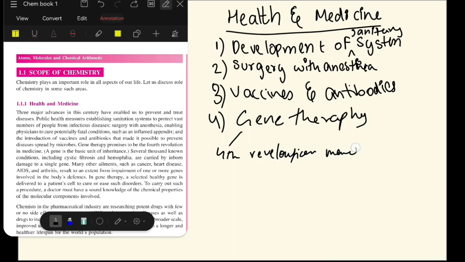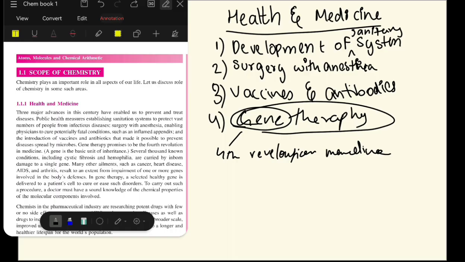Did you know that many of the diseases that occur, or many conditions on the earth, occur due to damaged genes? Okay, due to damaged genes. For example, we have cystic fibrosis, hemophilia, cancer, heart diseases, arthritis, AIDS, etc. They're all from damaged genes. So, gene therapy. What is gene therapy?